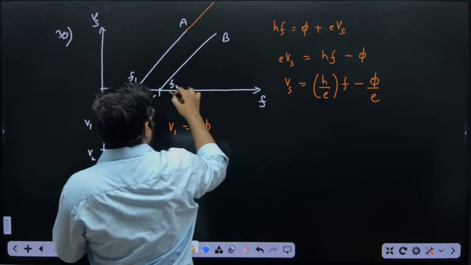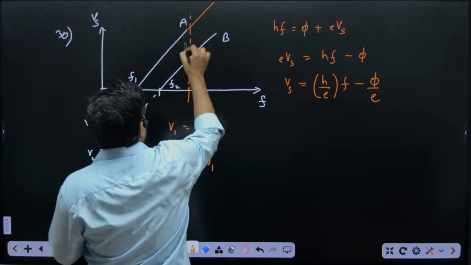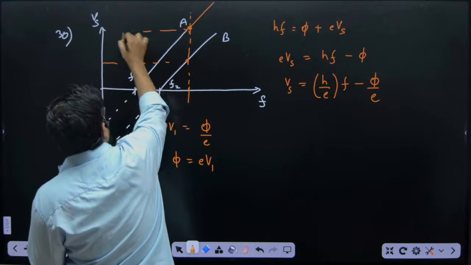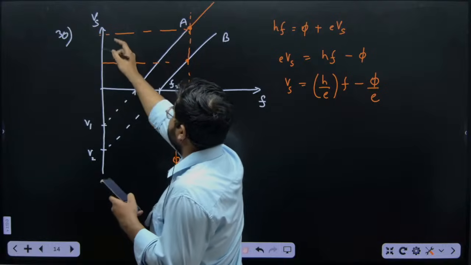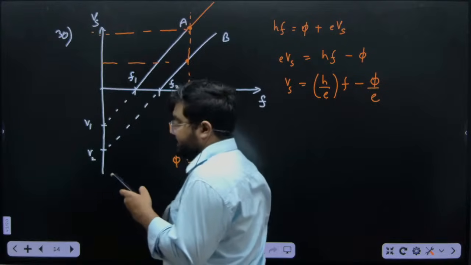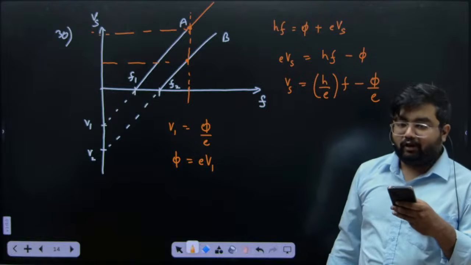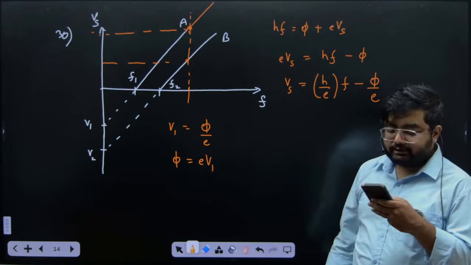So if a frequency is greater than this, let me plot it like this. These are the two possible Vs. Obviously you can say the stopping potential of A is going to be greater. So the maximum kinetic energy for the metal A is going to be greater.